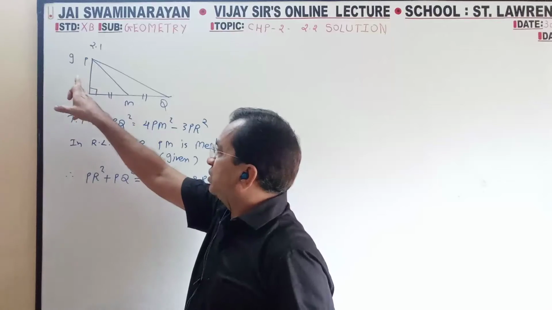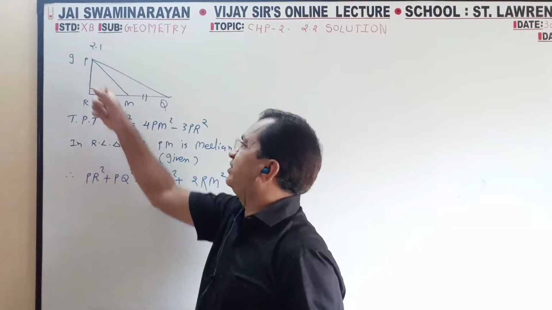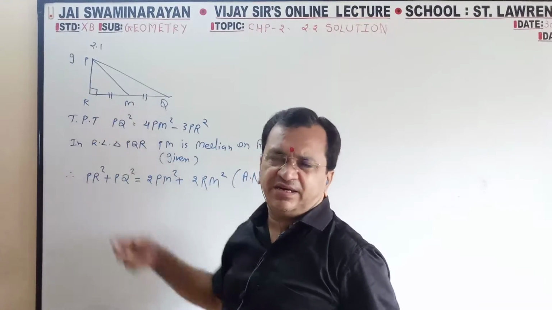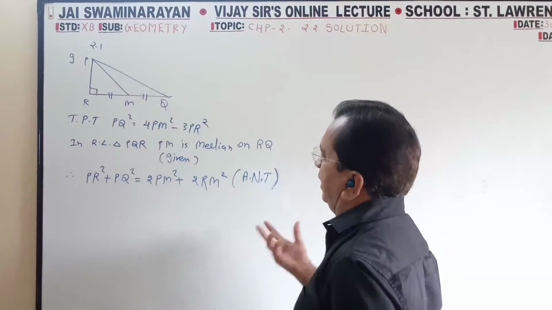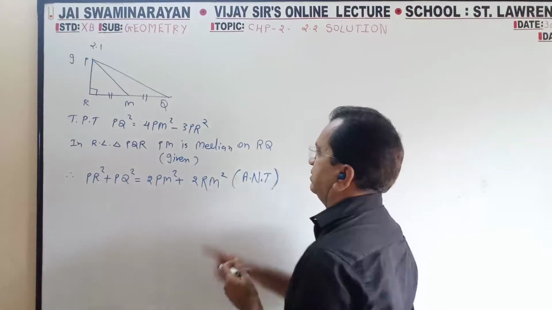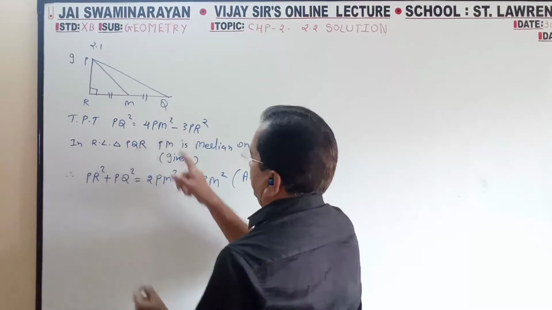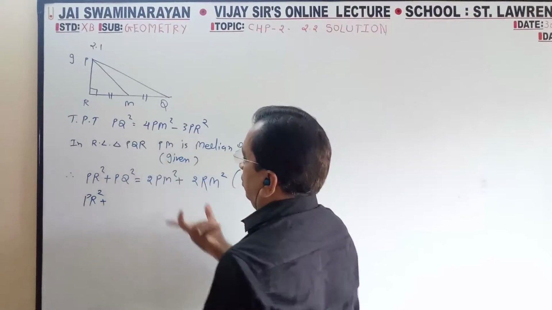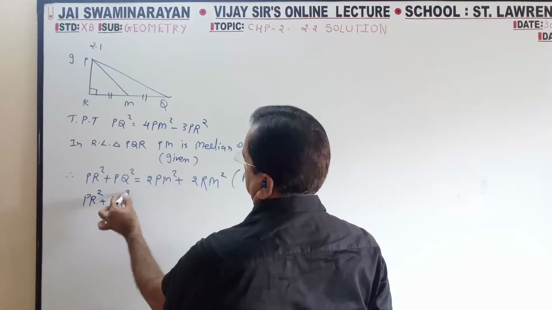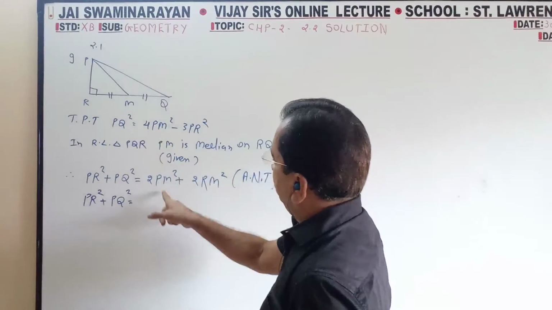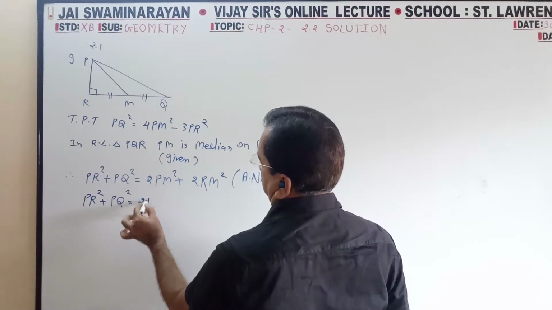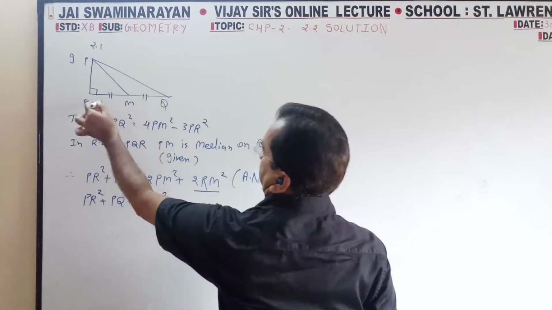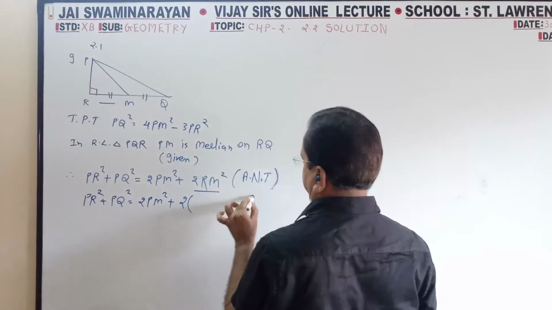This is a median. So left side square plus right side square is equal to 2 of median square plus 2 of any one part square. I have taken RM. You can take MQ also. So now decide. PR you want? Yes, I want, so I will not change. PQ you want? Yes, we want. We don't change. PM also we want? Yes, we don't change. This we don't know: RM square. So 2 will be the same.